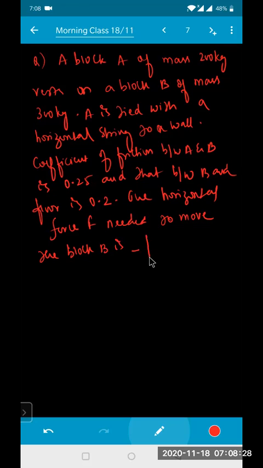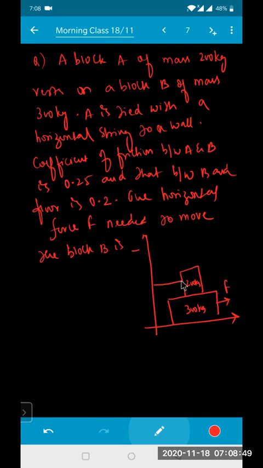So this is the given diagram. This is your system. Here we have a 300 kg block, and on this one we have a 200 kg block, and you are applying the force F, and the upper block is connected by a string like this. The options are 550 Newton, 1002 Newton, 1500 Newton, and 2200 Newton.